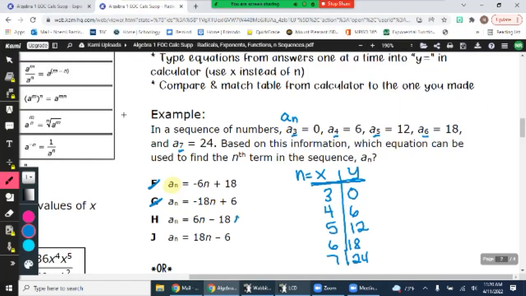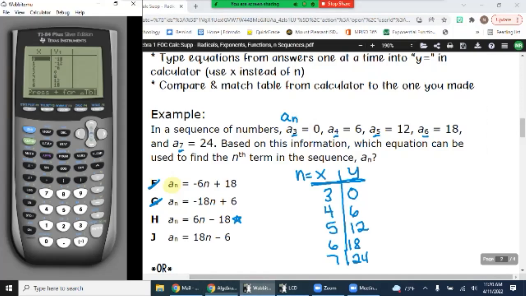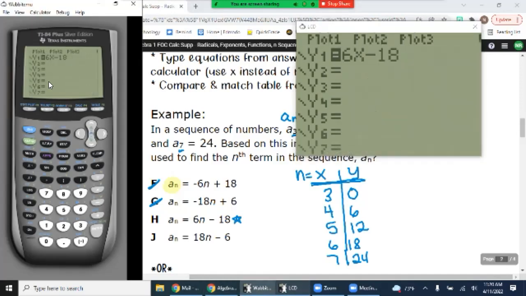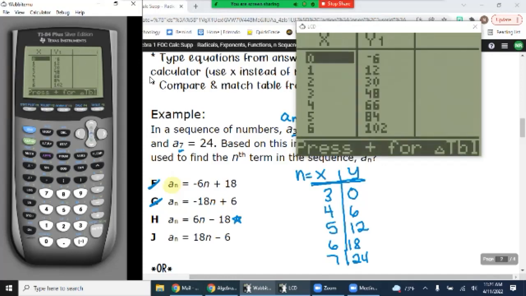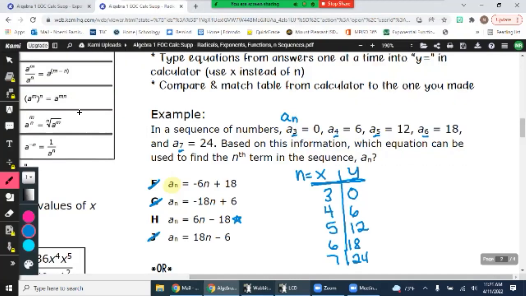Here we have one that may be it. And you always want to double check that last one as well. 18N minus 6. Second graph. 3, 48 doesn't match even from the first point. So your answer is H.